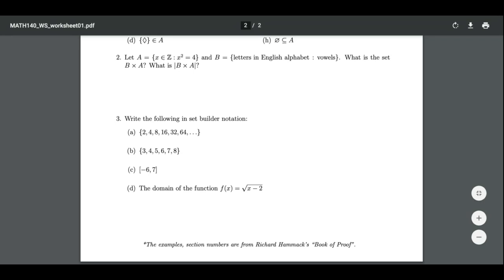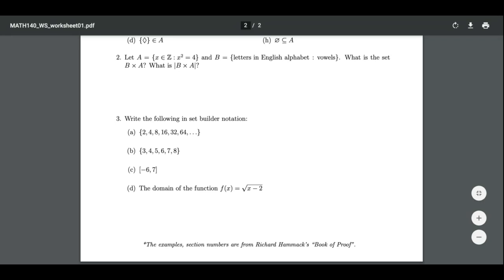Okay, Maya has B cross A: A minus 2, A 2, E minus 2, E 2, 1, 2, 3, 4, 5, 6, 7, 8, 9, 10. Perfect. A, E, I, O, U with 2 and negative 2. Perfect.